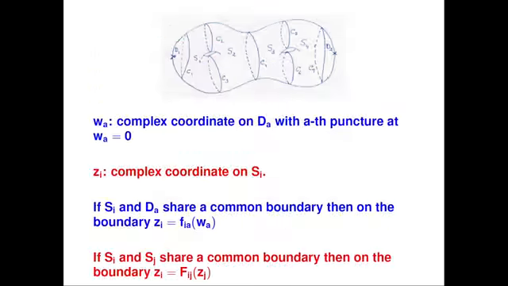Okay. So, given this division, we will now introduce a complex coordinate system on each component. We will denote by W_a the complex coordinates on each of these disks D_a, and we will choose the convention that the a-th puncture will be at W_a equal to 0. Similarly, on each of the spheres, we will introduce a complex coordinate Z_i.